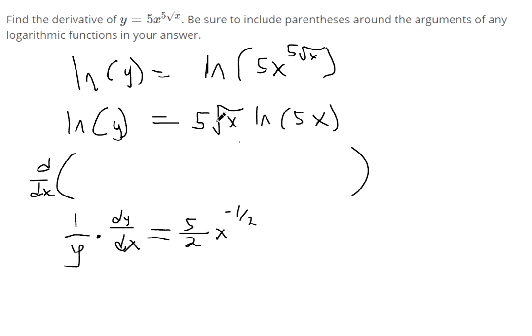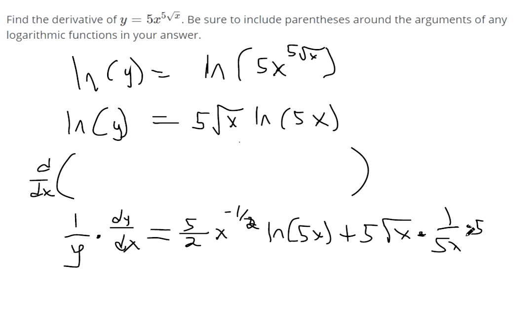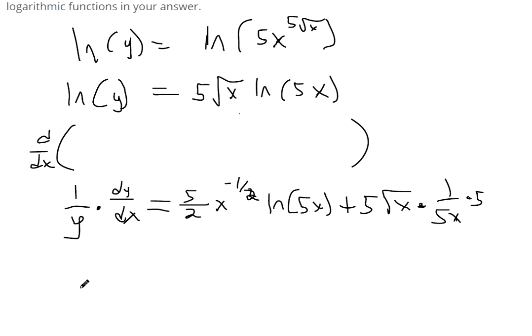So the power rule means the 1/2 comes down, then it gets reduced by 1, so it goes from 1/2 to negative 1/2. With the second function kept the same, plus the original first function times the derivative of the second function. So this is going to be 1 over 5x times 5 because of the chain rule. That's the derivative of the second function there. So before we try to get that y taken care of, we can do a little simplifying.